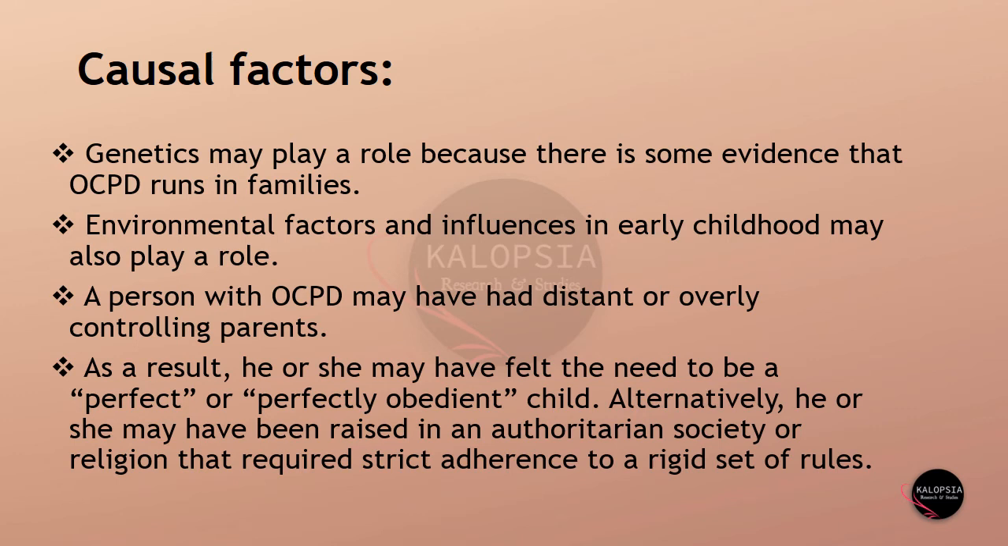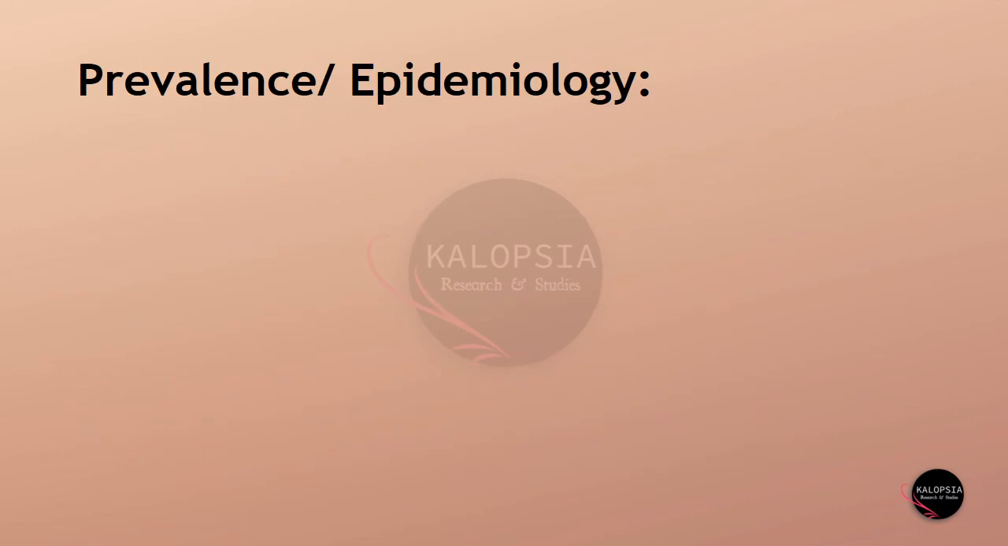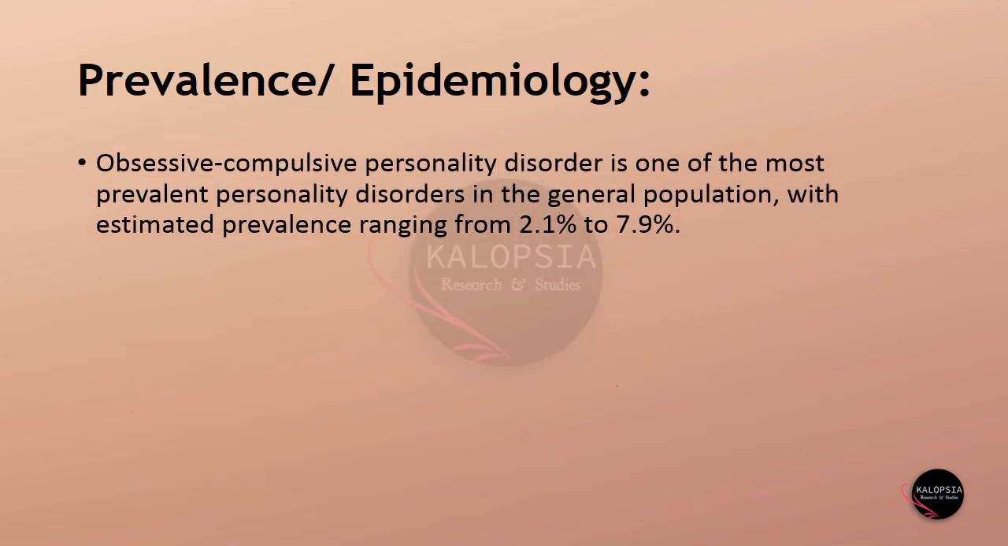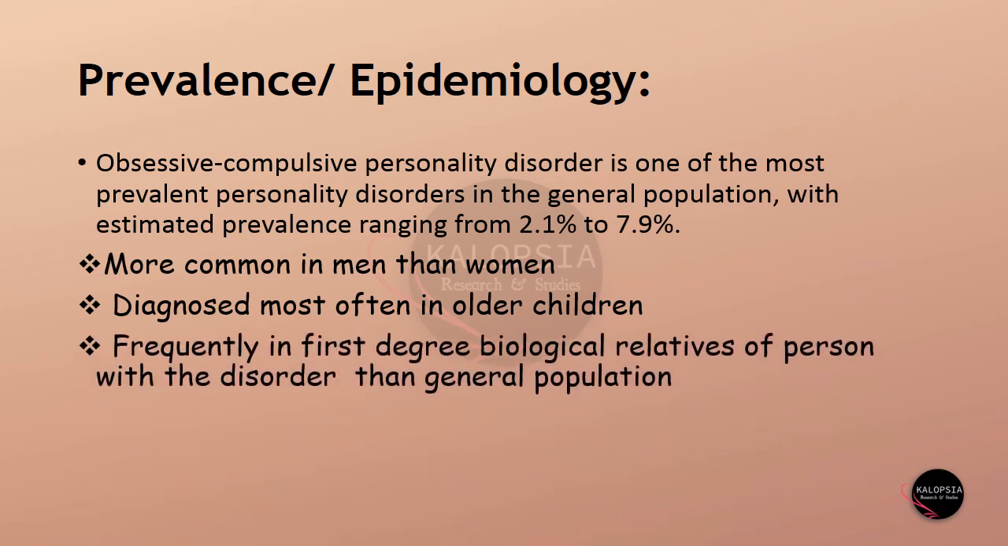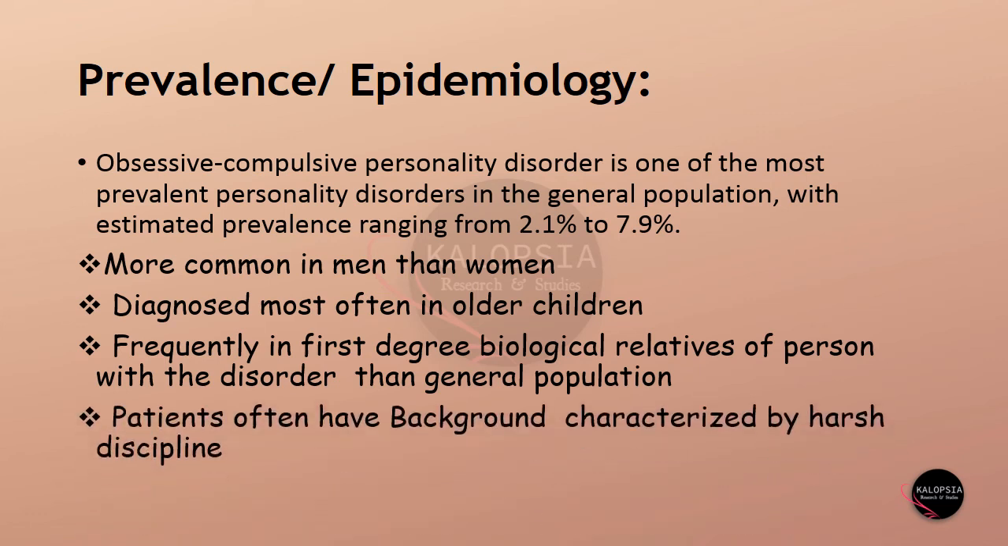Now let's see the prevalence or the epidemiological rate for OCPD. It is one of the most prevalent personality disorders in the general population, with an estimated prevalence ranging from 2.1% to 7.9%. It is more common in men than in women. It is diagnosed most often in older children. It is frequently in first-degree biological relatives of person with the disorder than in the general population. And patients often have background characterized by harsh discipline.